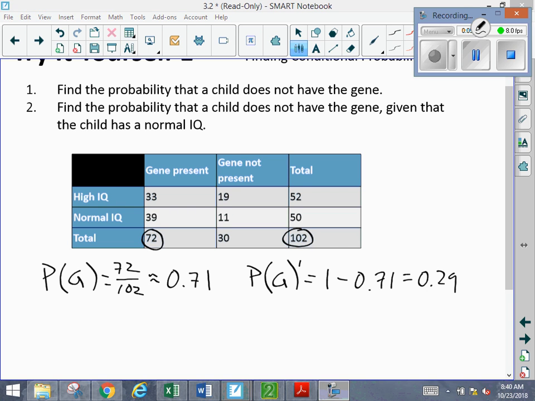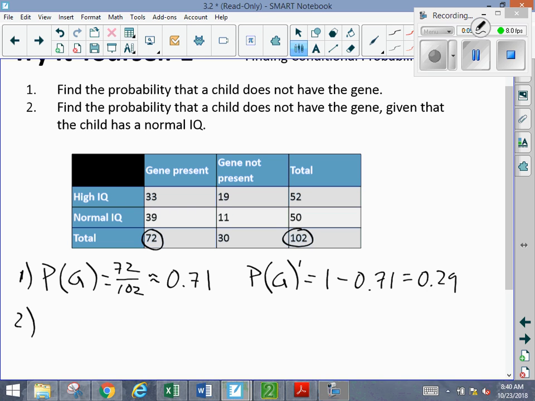Let's talk about the next one. That was number 1. Let's look at number 2. What's the probability that a child does not have the gene given that the child has a normal IQ? Given the child has a normal IQ, that's going to be our total possible outcomes. We're only looking at kids that have a normal IQ. We're not going to consider the ones that have a high IQ. That's the only group we're looking at.